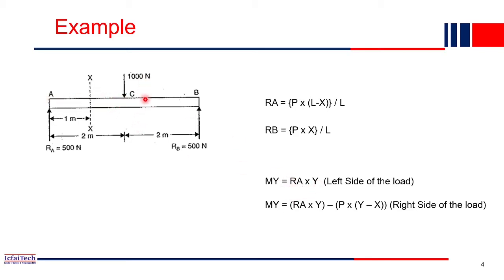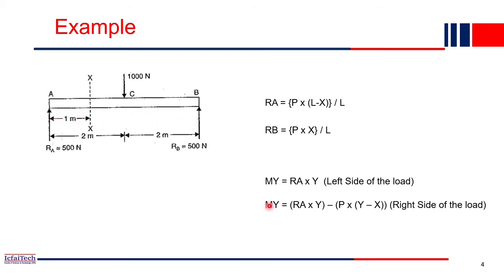Now if you find your moment at this section here, maybe after the load, then what will happen? You'll have two forces on the left side. One is Ra, another is this load, also P. So in that case, what will My be? If the bending section is here, then the bending moment at this point, My, will be force into distance. Our formula is the same. So force is Ra into distance is capital Y, right?